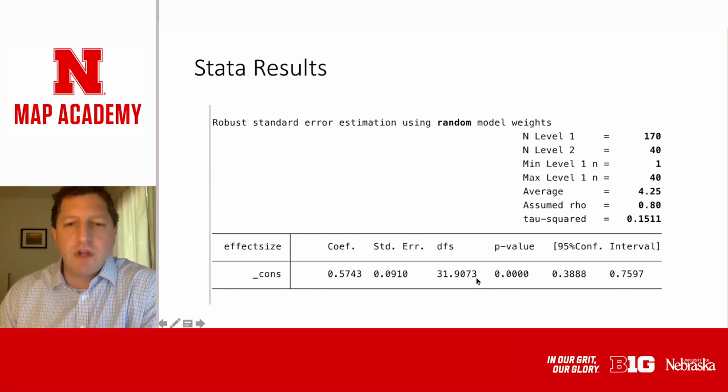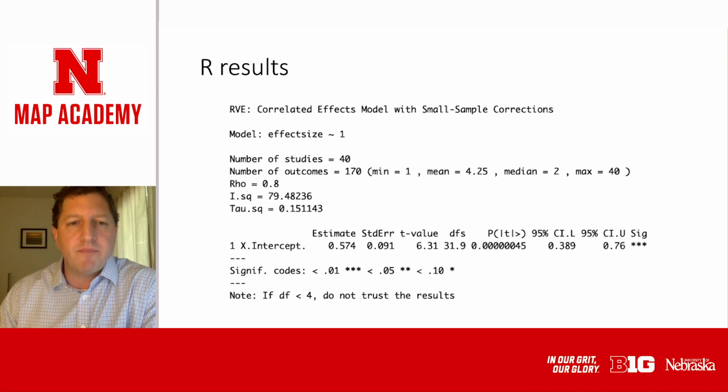One thing that's important to know, and this is not a problem with this study because we have 40 studies and 170 effect sizes, is that you've got to look at your degrees of freedom. When you use robust variance estimation, it's really not stable if the degrees of freedom are less than 4. If you have degrees of freedom less than 4, then you really shouldn't trust the results. That's just an important thing to remember.